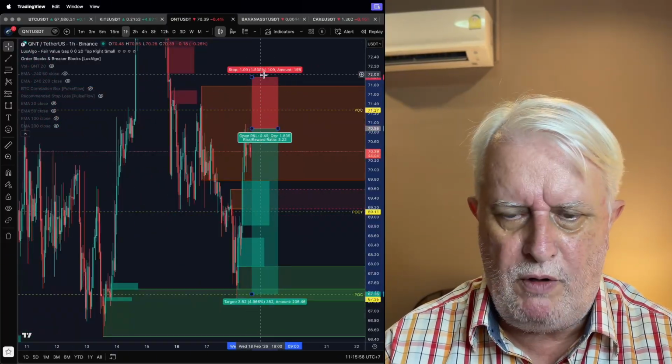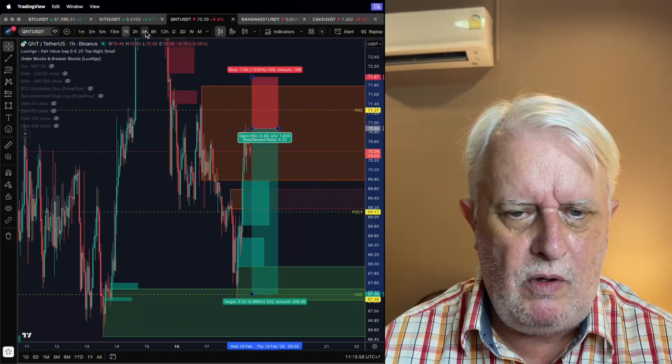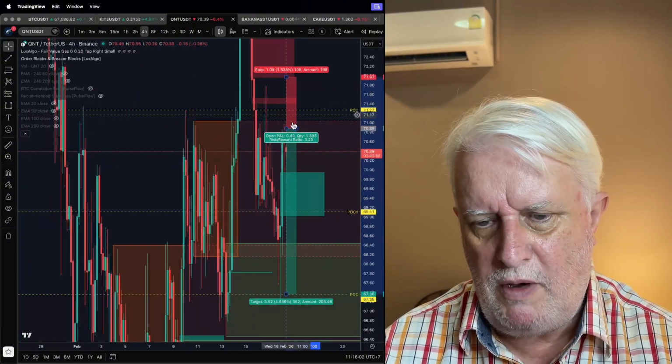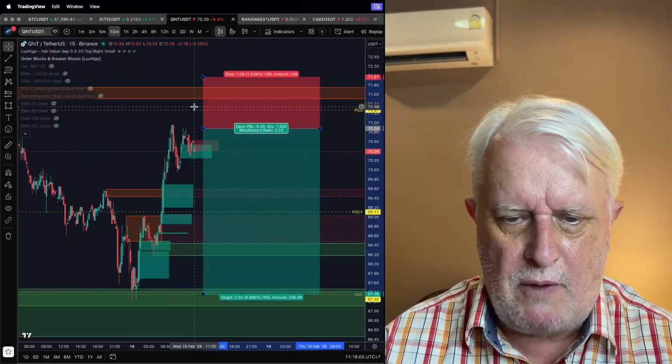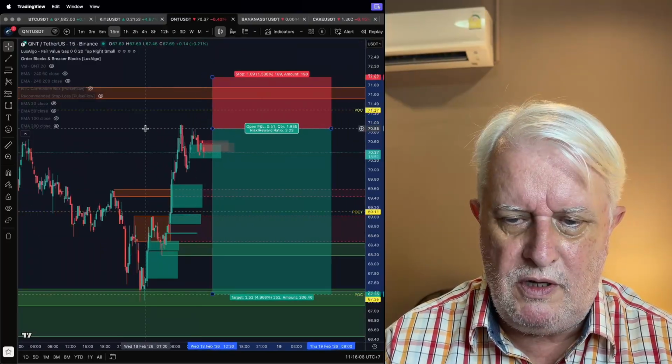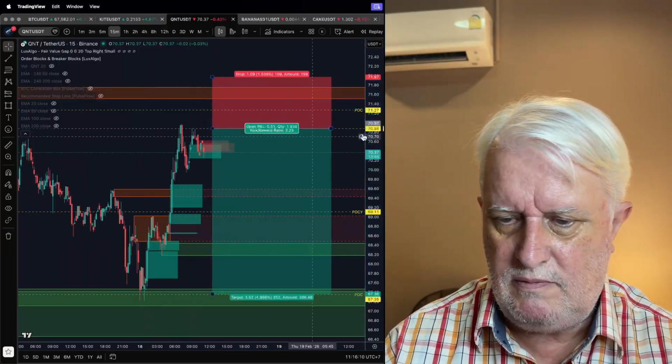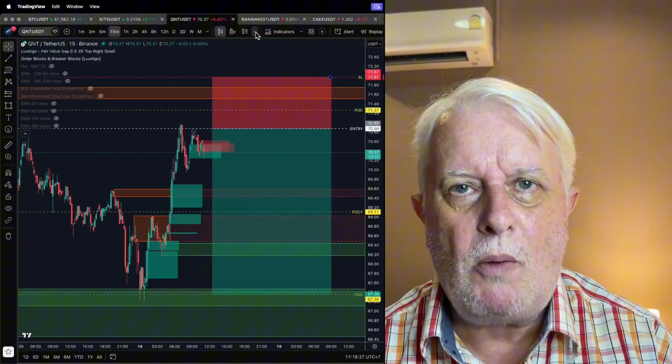Hourly chart, we're above a liquidity sweep of that one. 4 hour, well above a liquidity sweep of that one. So that would be my play. And as usual, if we miss it, then we miss it. Just put on my entry and my stop loss.